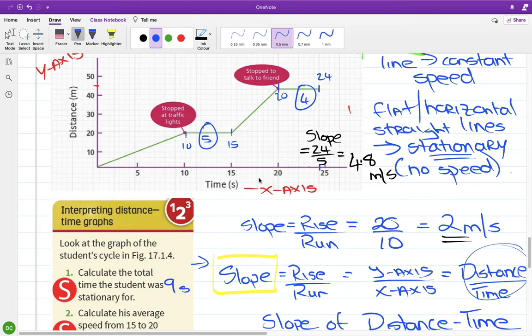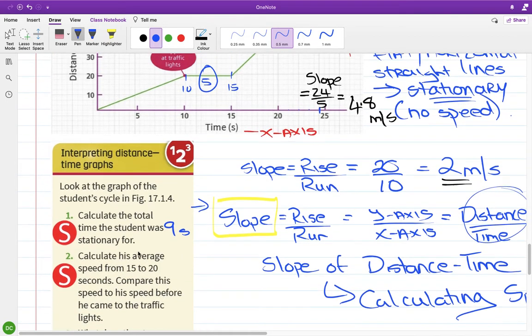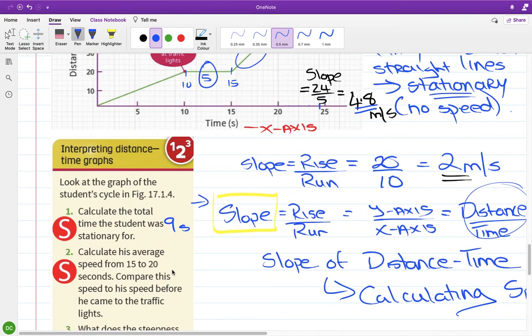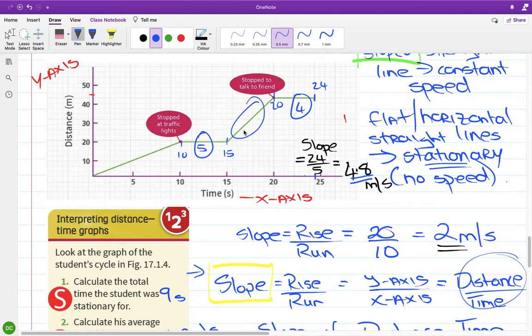Again, you really shouldn't have this kind of difficult to read thing on the graph, but anyway, we'll keep going. Calculate his average speed from 15 seconds to 20 seconds. So that's this portion here, which I did, and I got 4.8 meters per second. And what does the steepness of the line tell you about the speed? I was able to tell you at the start that this line here, being steeper than this line here, is moving faster. So just at a glance, you can see that this slope is bigger than this slope, and as a result, this is faster and this is slower. Remember I said they're both constant speeds, but they are different from each other because their slopes are different.